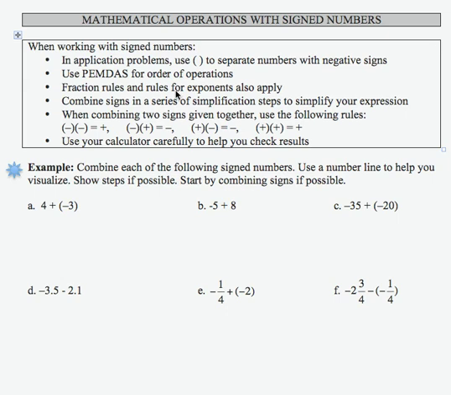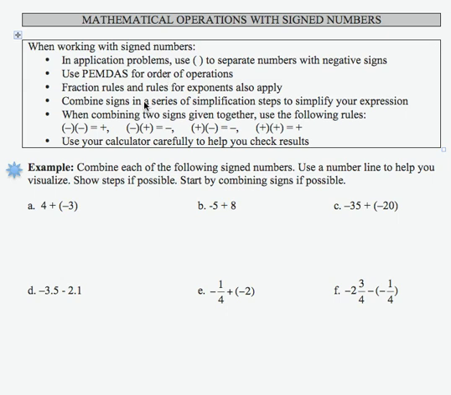In each of these examples, we're going to be combining signed numbers in different ways. There's some rules here at the top of the page that will help us. We always want to use PEMDAS, which is our order of operations list.